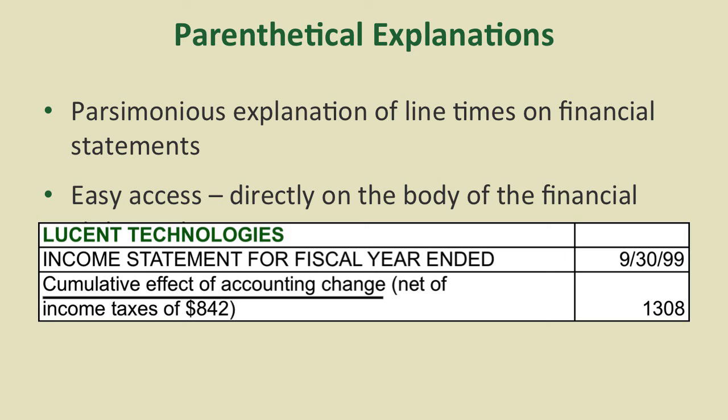In this bracket, they talk about that this number is net of income taxes of 842, actually millions of dollars, which means that the number you see over here, 1308 millions of dollars, that is a net of tax effect number. Okay, so which means that the tax effect is 842 millions of dollars.